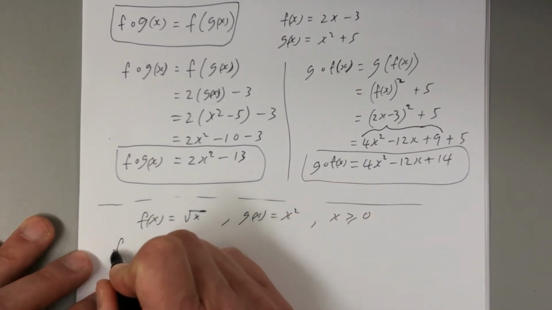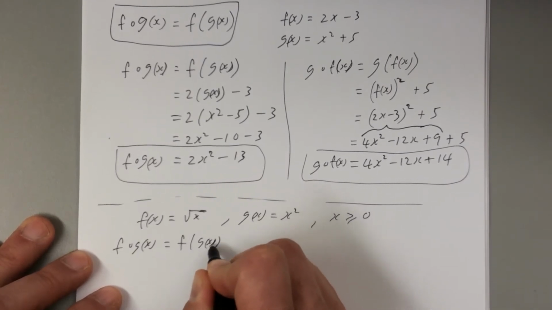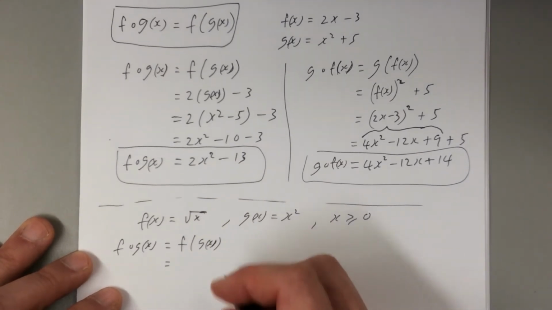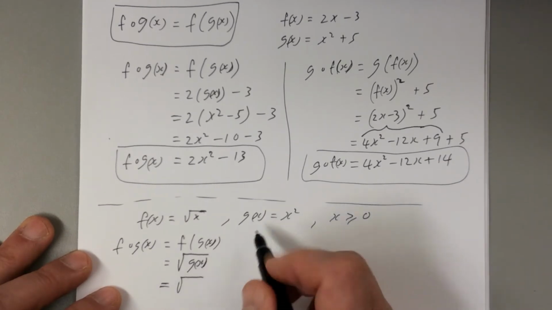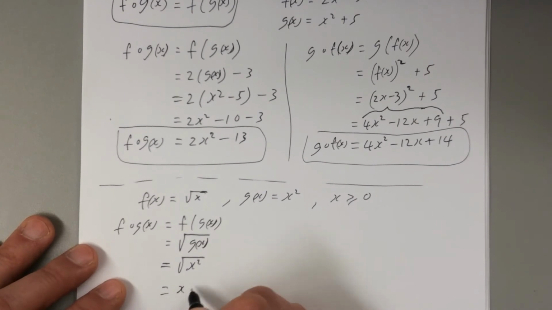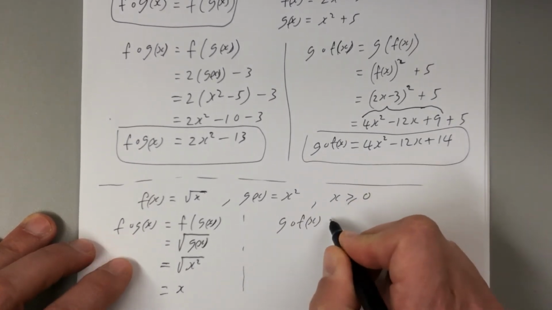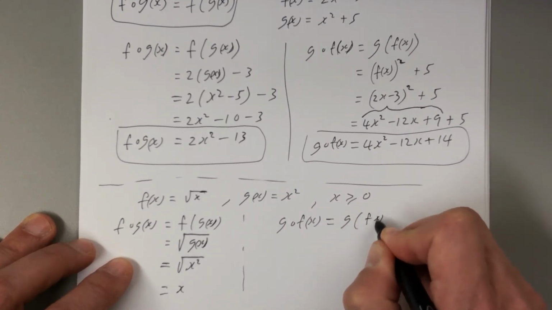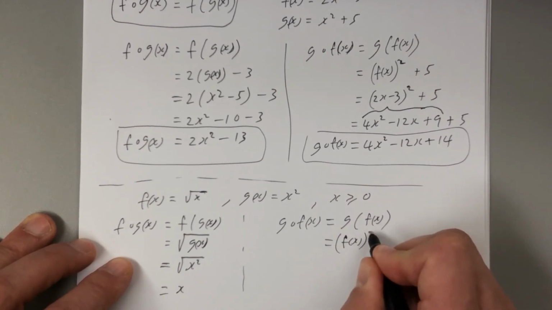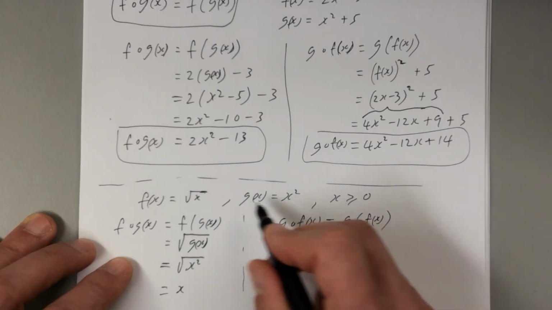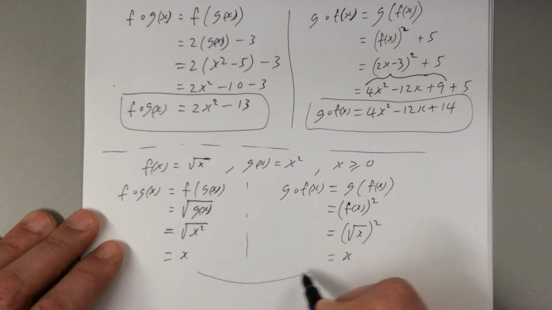Now, f circle g of x equals f of g of x, and f is this, so I'm going to do square root of g of x, which equals square root of x squared, and that just equals x. So that's f∘g of x. What about g∘f of x? I'm going to have f of x squared, because g is that, and then I'm going to sub in f of x, which is root x, and root x squared is x, and they are equal this time.